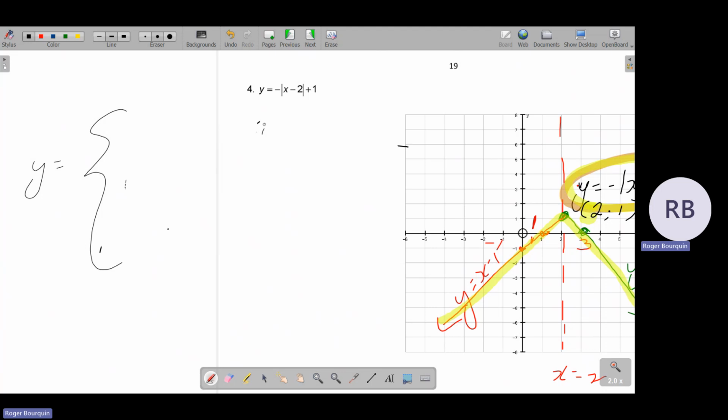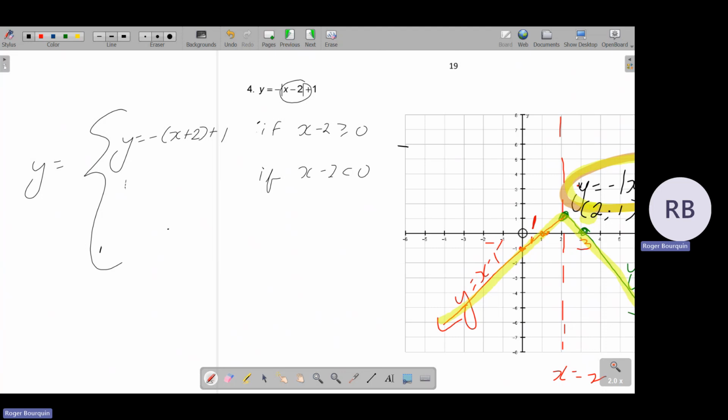I always write the if bit first. If x minus 2 is bigger than or equal to 0, you can skip steps, but I'll get another situation if x minus 2 is less than 0. If what's inside is bigger than or equal to 0, what happens? It stays the same, so it stays the same without the absolute value. So you get negative x plus 2 plus 1.